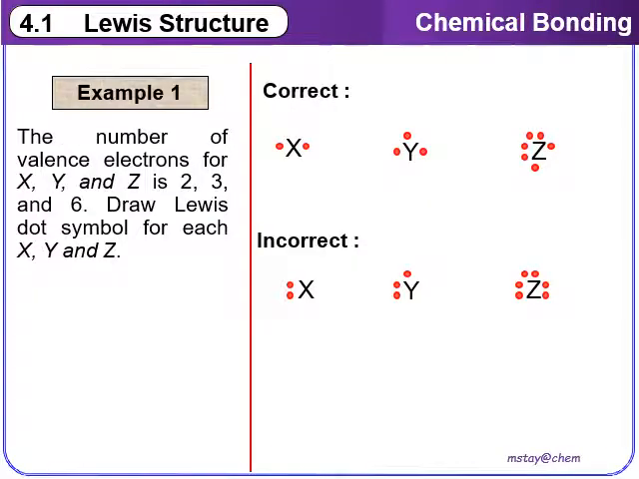Based on the rules that we discussed in the previous slide, this Lewis dot symbol for X is incorrect because they didn't put the electrons singly. So for Y and Z as well, the electrons must be placed 1 by 1, okay?